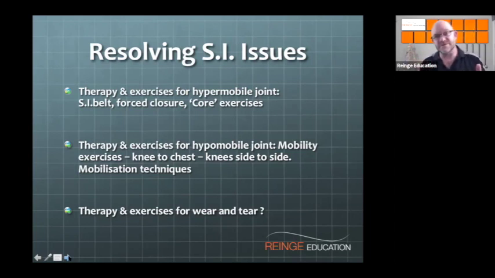Because of course, if those joints are too mobile, we said they're part of the way you mobilize and articulate, you're going to get a problem. So you can get that temporarily. Then we need to achieve forced closure. We've got to get, funnily enough, the core muscles working.